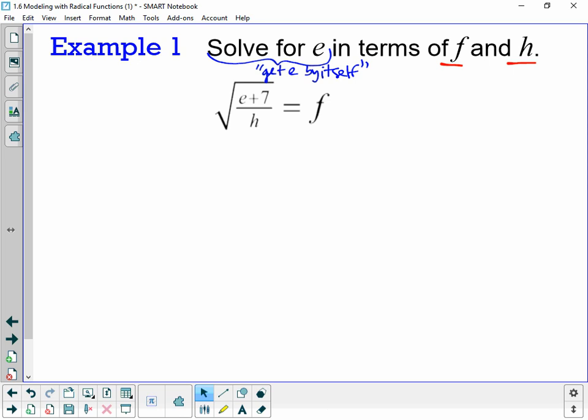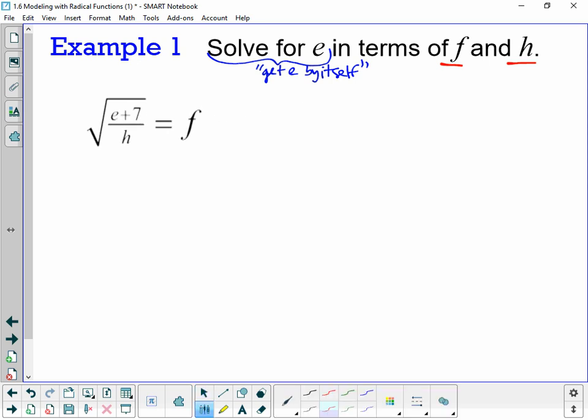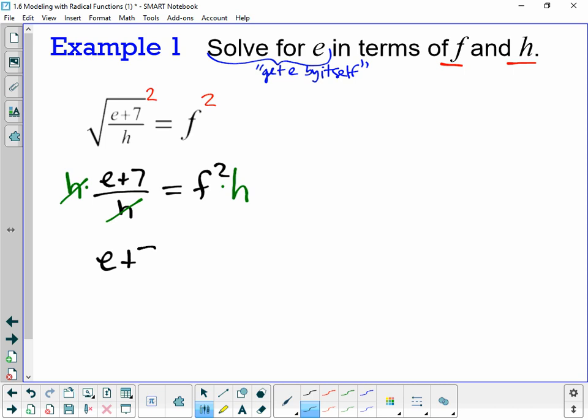So we're going to solve this equation really similarly to equations that we worked with yesterday, or last class period. So right now we have a radical is equal to f, so we want to undo it and get closer and closer to getting that E by itself, so we'll start by squaring both sides of the equation. Well, that leaves us with the equation E plus 7 all divided by h is equal to f squared. And now we have this denominator of h here that we would like to undo, so we multiply both sides of our equation by h. That reduces. And now we have E plus 7 is equal to f squared times h.